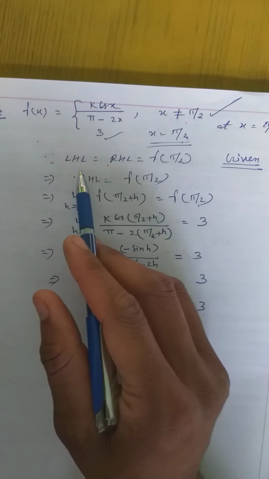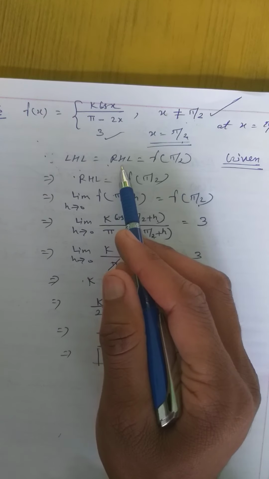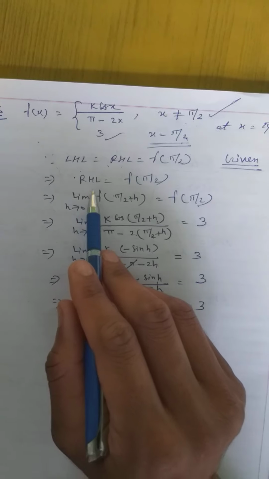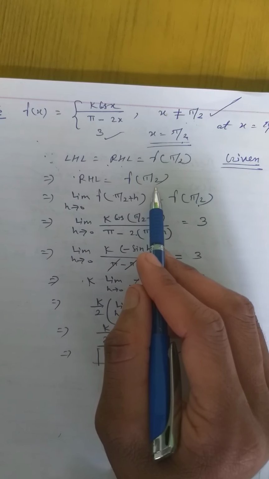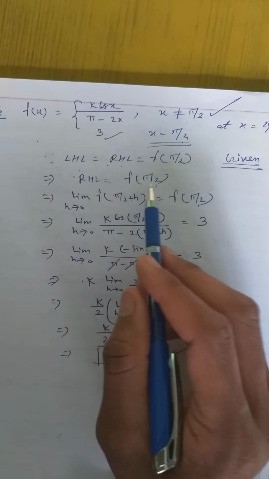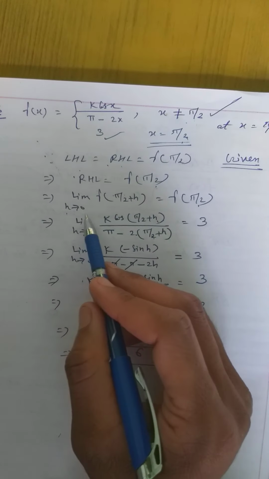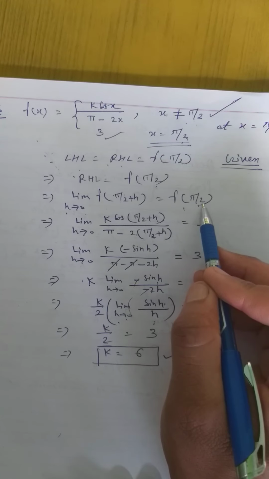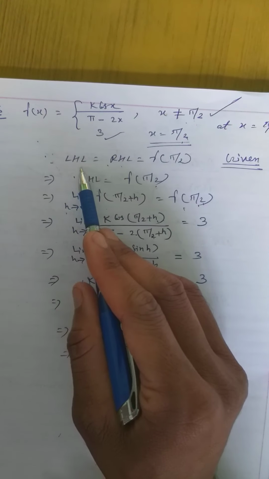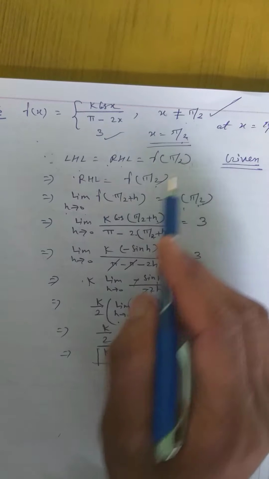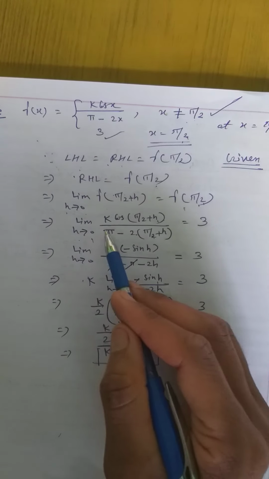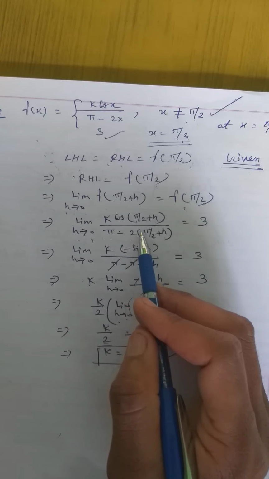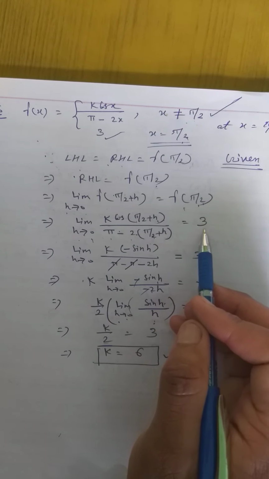Since left hand limit equals right hand limit equals value of the function, it is given to you. This implies right hand limit equals value of the function at x equal to π/2, f(π/2). Limit h tends to 0, f(π/2 + h) equals f(π/2). You can use the left hand limit or right hand limit to find out the value of k. Limit h tends to 0, k cos(π/2 + h) upon (π − 2(π/2 + h)) equals 3.